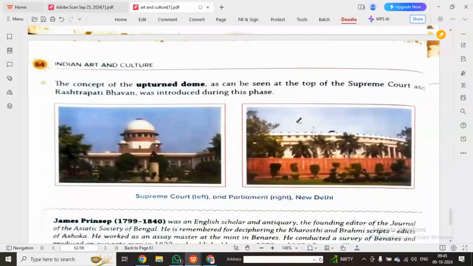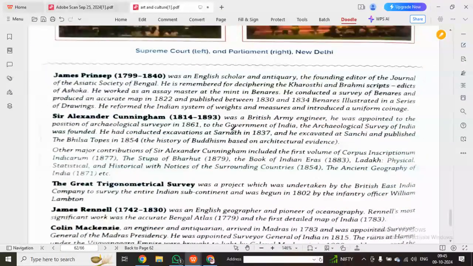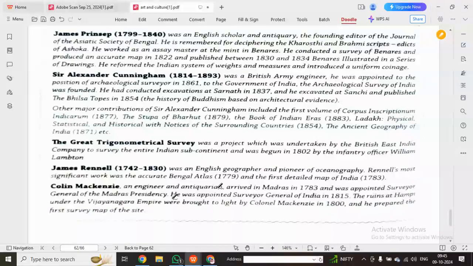The concept of the upturned dome can be seen in the Supreme Court and Rashtrapati Bhavan. So the upturned dome is introduced in this era, used in Rashtrapati Bhavan and Supreme Court. These are some of the architects.